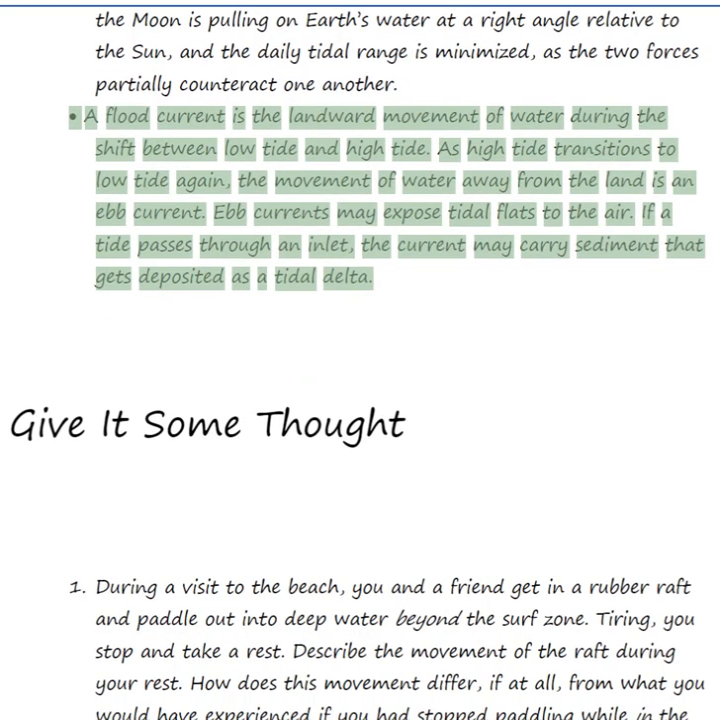A flood current is the landward movement of water during the shift between low tide and high tide. As high tide transitions to low tide again, the movement of water away from the land is an ebb current. Ebb currents may expose tidal flats to the air. If a tide passes through an inlet, the current may carry sediment that gets deposited as a tidal delta.